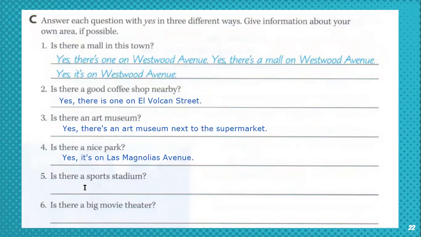Number five, is there a sports stadium? You answer in that case, and you choose one. You answer there is, there's, or it's. It depends on you. Is there a big movie theater? You answer in that way. Yes, there's, the contracted form. Yes, there is one in front of the theater. This one is not real.